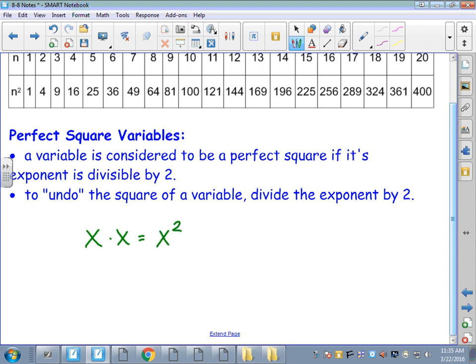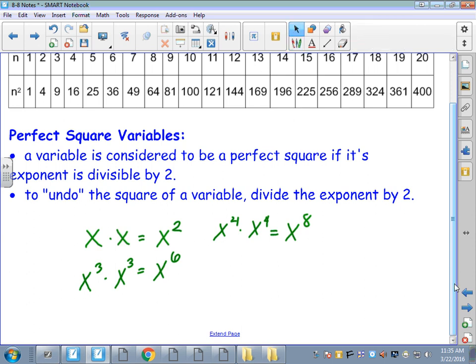You multiplied x by itself to get x squared. If I multiply x to the third times x to the third, x to the sixth is a perfect square of x to the third. Okay, I multiplied x to the third by itself. x to the fourth times x to the fourth gives me x to the eighth. And so all of these represent perfect squares. The exponent of each of these is divisible by 2.